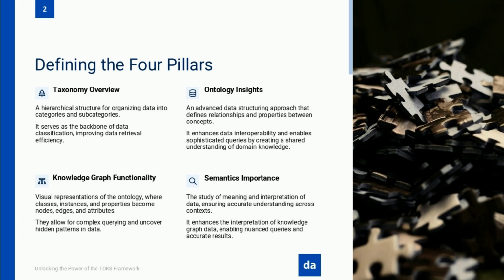It's a common misconception that these terms are interchangeable, but each plays a distinct role in structuring and understanding data. Taxonomy, derived from the Greek words taxis, arrangement, and nomos, law or science, has its roots in biological classification systems. Ontology, originating from philosophy, deals with the nature of being and existence.